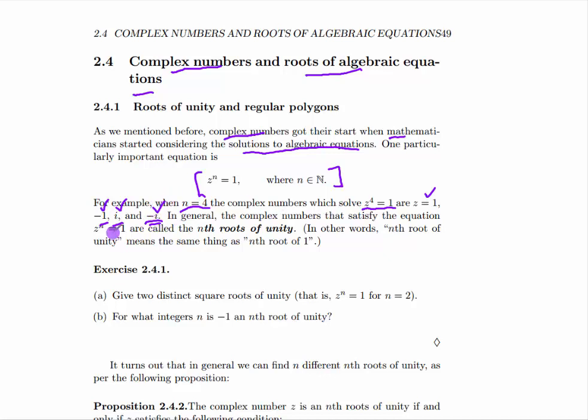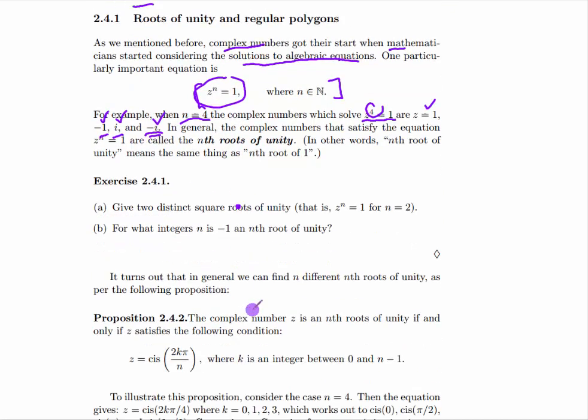So we found, without too much trouble, 4 solutions to this equation, z to the n equals 1 when n equals 4. These 4 numbers are called fourth roots of unity. If I had z to the 5th equals 1, that would be fifth roots of unity, and so on. Okay, so let's skip these exercises. Let's go down.